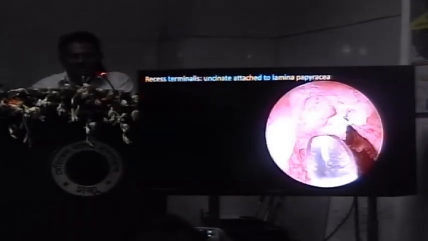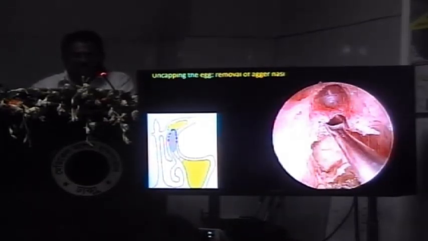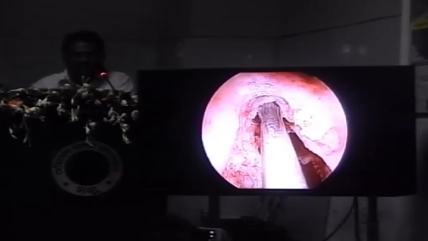Okay, this is the recessus terminalis. In this, this is the superior attachment of the uncinate process. It is attaching to the lamina papyracea. Okay, and when it's attached like that, there is a narrow cul-de-sac space. This we call the recessus terminalis. Okay, the recessus terminalis is being removed.